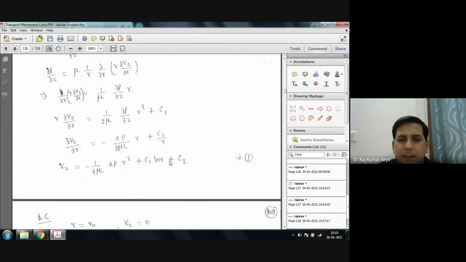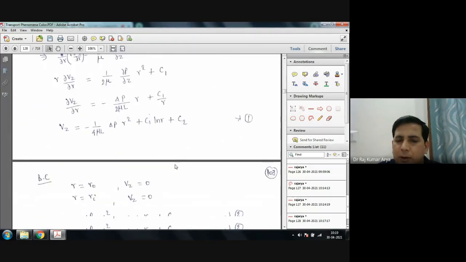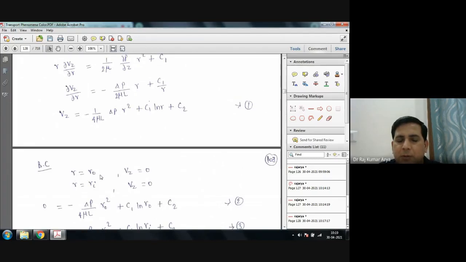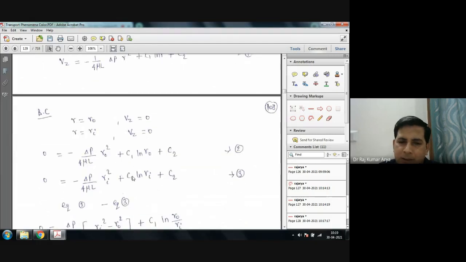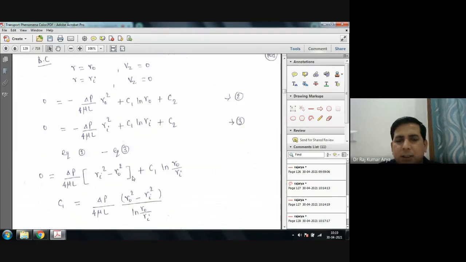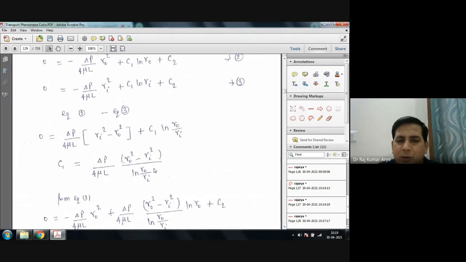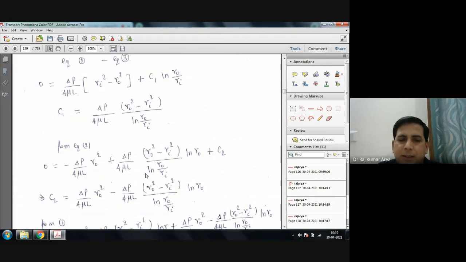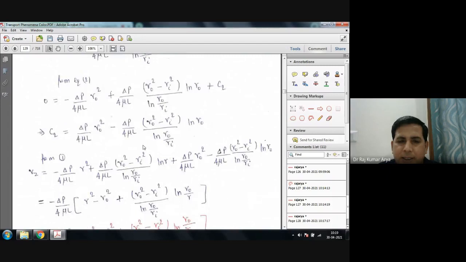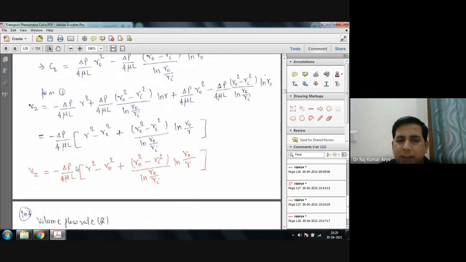So you have these two unknowns and two boundary conditions. At R equal to R0, Vz equal to V0. At R equal to Ri, you can put plus minus if you want, Vz equal to 0 again. You can substitute these two boundary conditions and calculate your constant C1, then calculate your constant C2. Rearrange them, and you will end up with the velocity expression Vz.